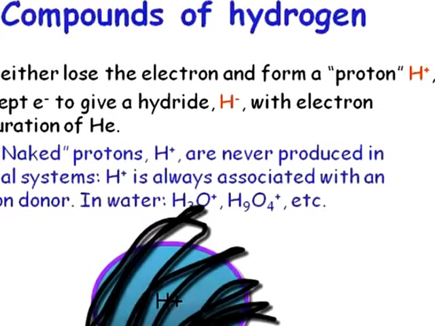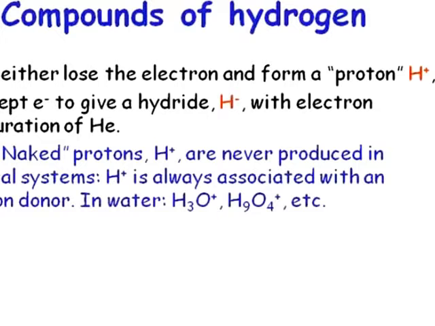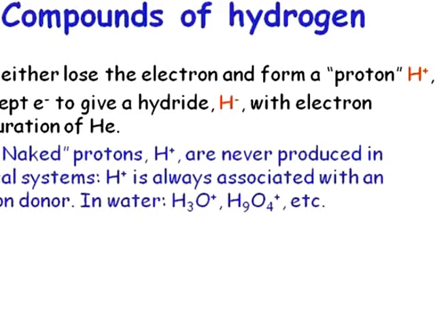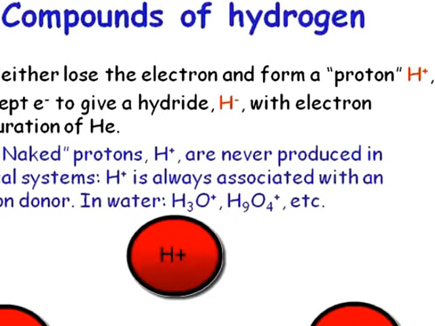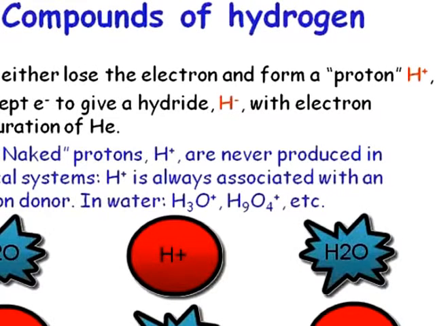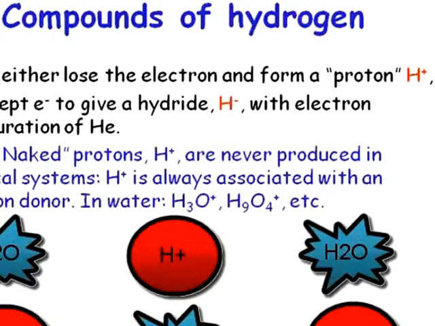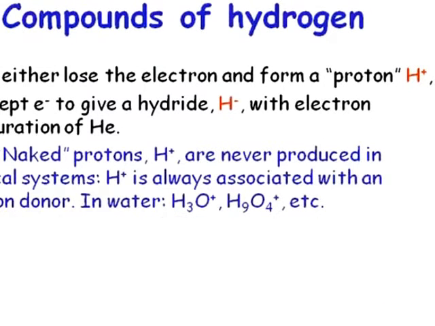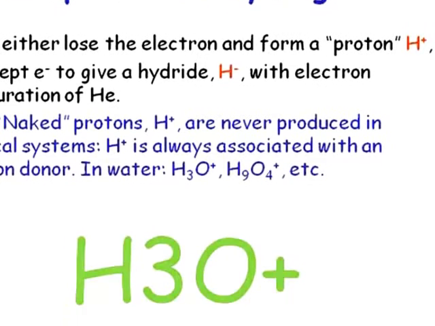So if you have an acid solution, then you do not have naked protons swishing around in your water solution. What you have are protons associated with water molecules. So a proton is a Lewis acid, a water molecule is a Lewis base. You get the H+ adding to the H2O, and what you actually have in solution is an H3O+ species.